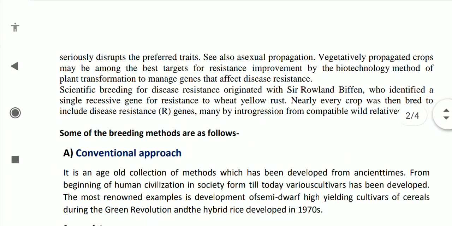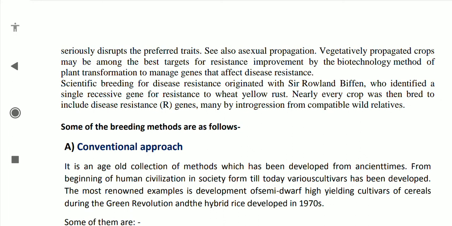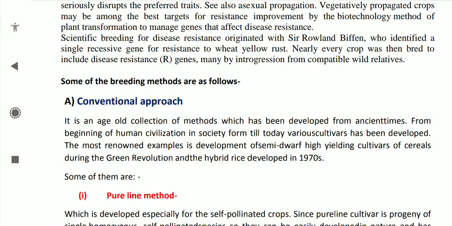Some of the breeding methods are as follows: conventional methods. It is an age old collection of methods which has been developed from ancient times, from beginning of human cultivation in society till today. Various cultivars have been developed. The most renowned examples are the development of semi-dwarf high-yielding cultivars of cereals during the Green Revolution and the hybrid rice developed in 1970s, where the conventional approach has been used.